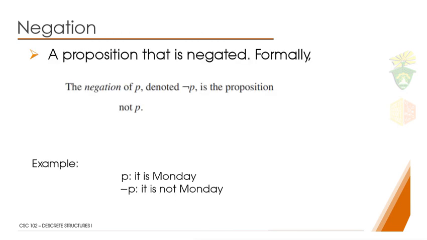The last logical operation is the negation. Negation is not actually a logical connective. It is basically the negated version of your proposition. Here is the formal definition: the negation of P is denoted as this and is read as not P. The opposite of your proposition is what the negation is all about.